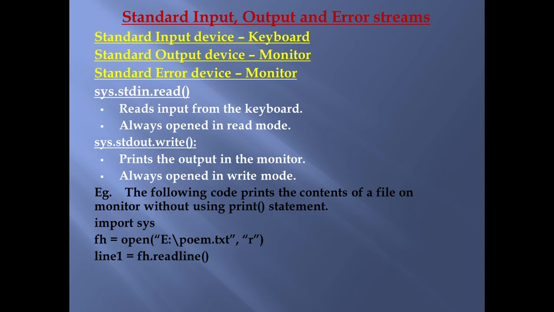Import sys, fh equal to open('e:poem.txt', 'r'), line1 equal to fh.readline(), the content of the file is read here. And see the next line, sys.stdout.write(line1). So the content will be written on the monitor. See, we are not using print statement here. And the next line, sys.stderr.write('no errors occurred'). So some string has been written in the monitor.